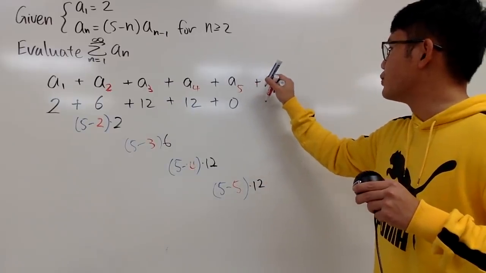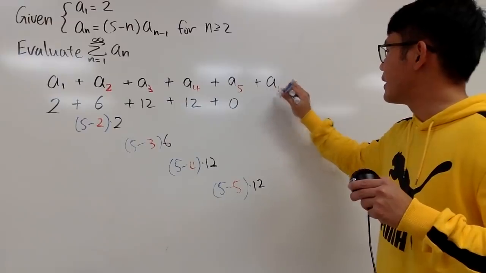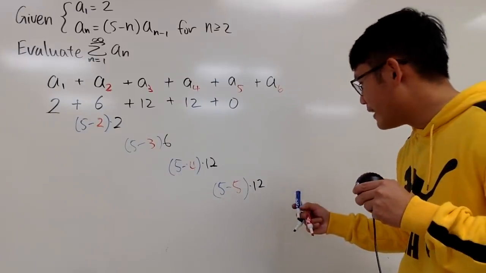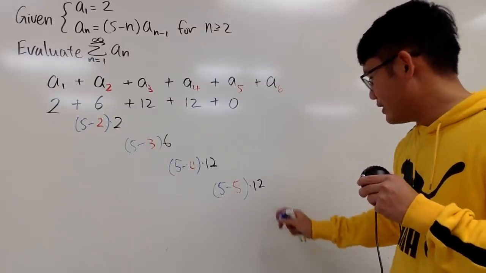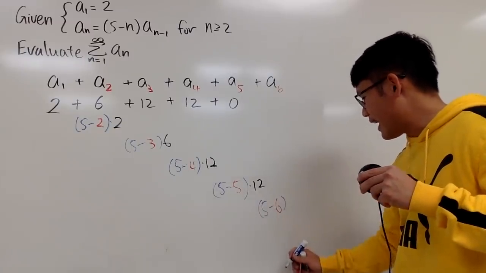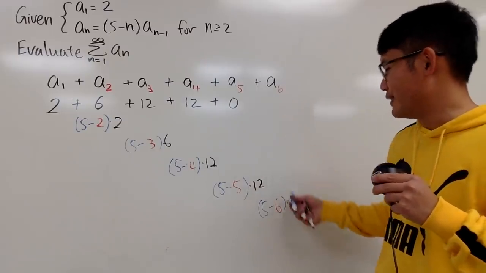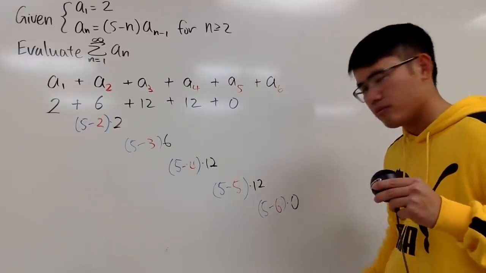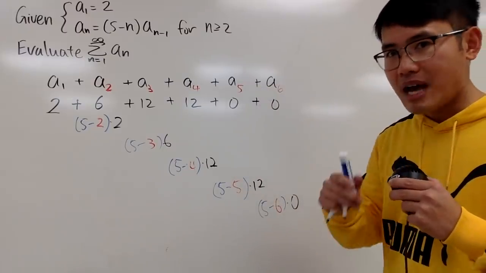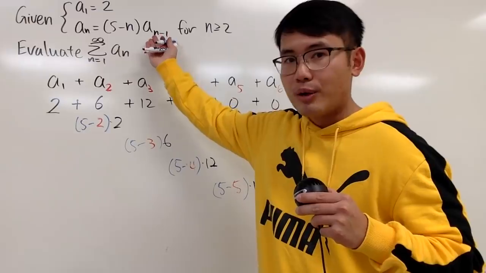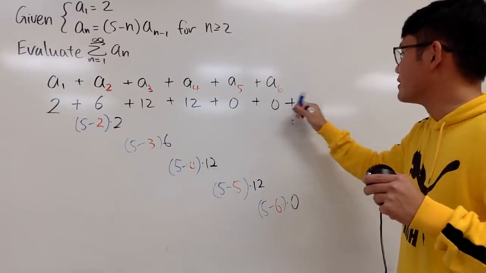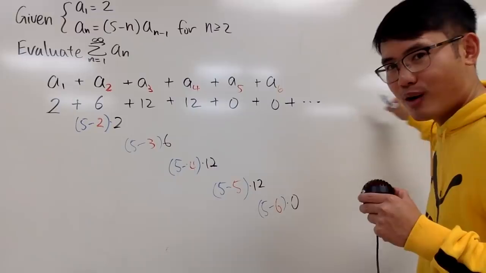Now, let me just be safe. Let's do one more. So we have a6, right? What happens? Well, I will put 6 right here for the n. So that means I will have 5 minus 6, and then put that in parentheses, and then times, not 12, times the previous term, which is 0. Negative 1 times 0, yes, it's 0, so put down plus 0. Now, the next term is going to get multiplied by 0. So it's going to be 0, 0, 0, and so on. So you can just think about this: this is always going to be 0 from now on.